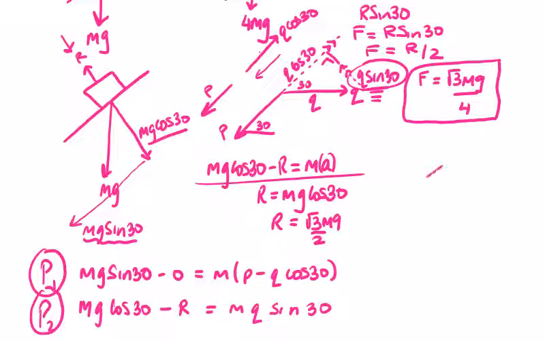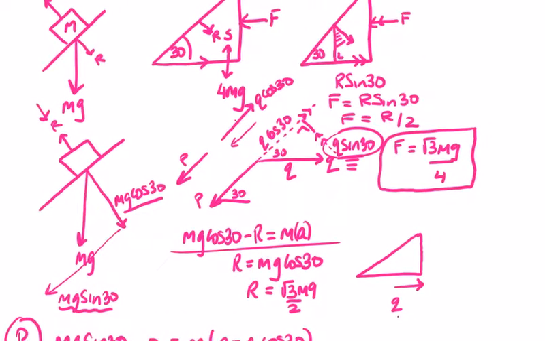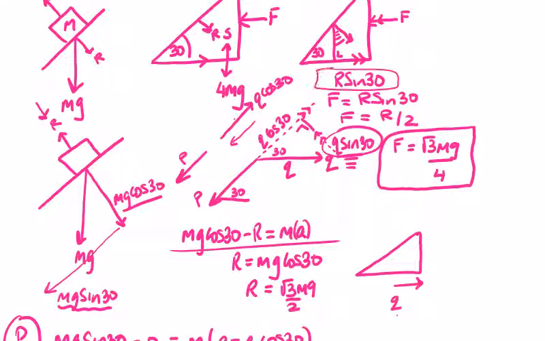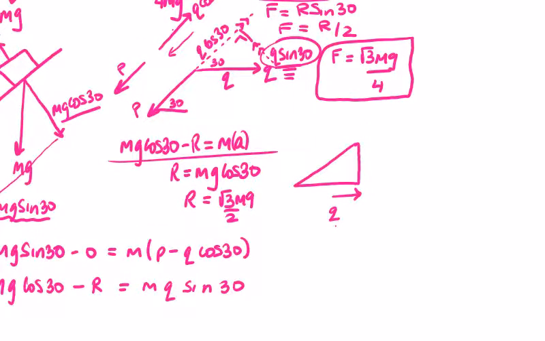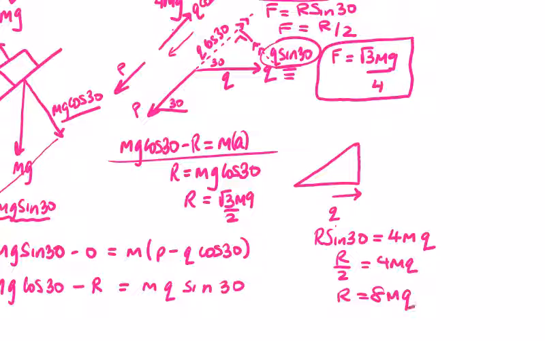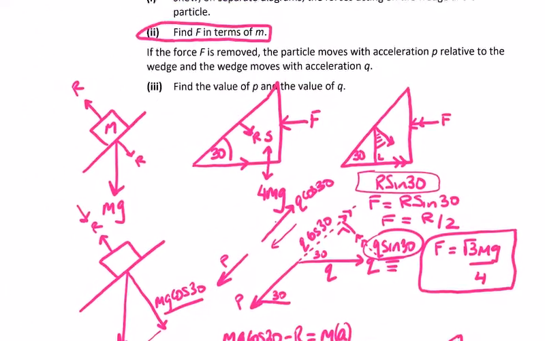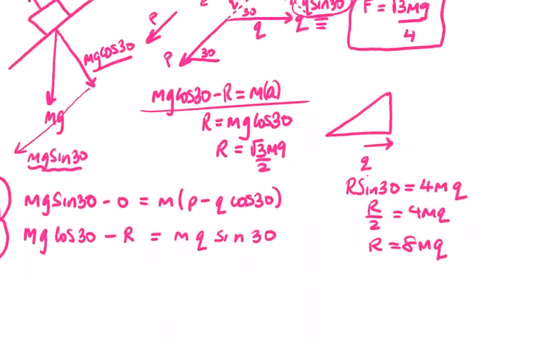And then for the wedge, it is moving in this direction with an acceleration of q. And we looked already at the force in that direction, it was R sine 30. So R sine 30, there's nothing opposing it. R sine 30 is equal to ma. M is 4m and a is q. So R over 2 is equal to 4mq. R is equal to 8mq. What are we asked for here? Find the value of p and the value of q. We need to solve for both.